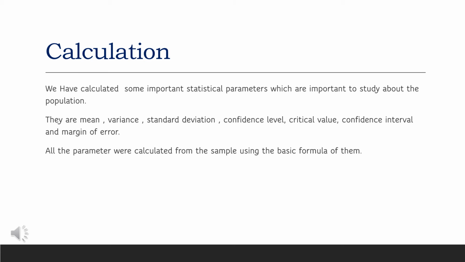Calculation. In the statistical calculation part, some of the important statistical parameters like mean, variance, standard deviation, confidence level, critical value, margin of error, and confidence interval were calculated step by step, and then they were concluded based on the results. All this study you can find in the research paper, which we will soon update in the description box. Let's move ahead to its summary.